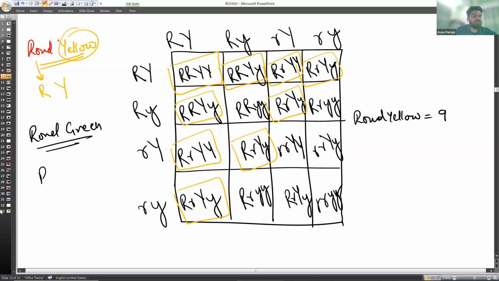Okay. Then for round green, round shape and green. So at least round should be there, one capital R should be there. And for green, since green is not dominant, we should have both small y.